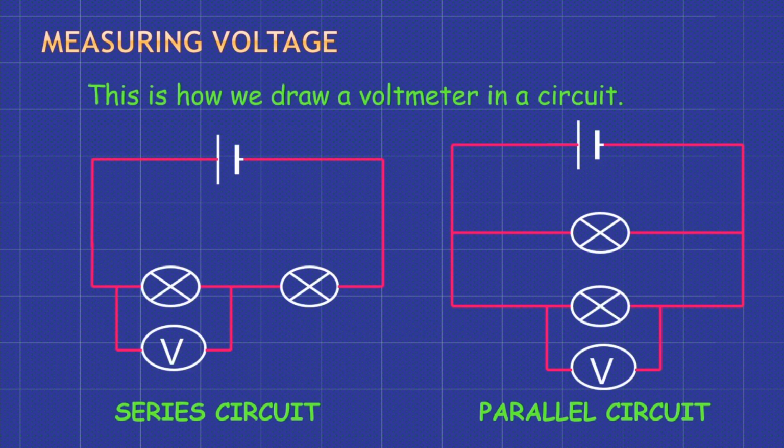And this is how we draw a voltmeter in a circuit. You can see here the series circuit as well as the parallel circuit in comparison. Now you will observe that the voltmeter is placed with the bulb in different arrangements.